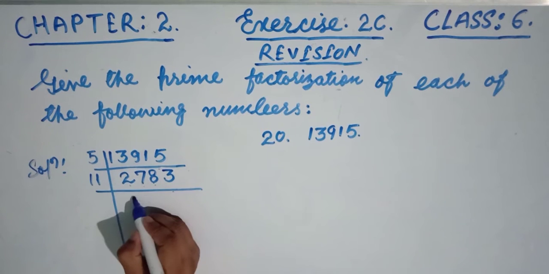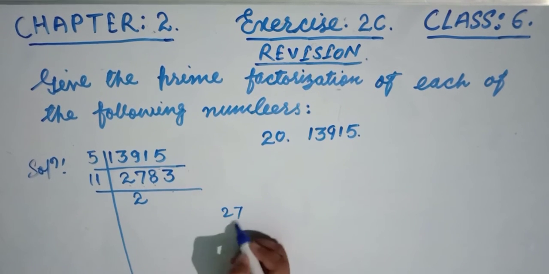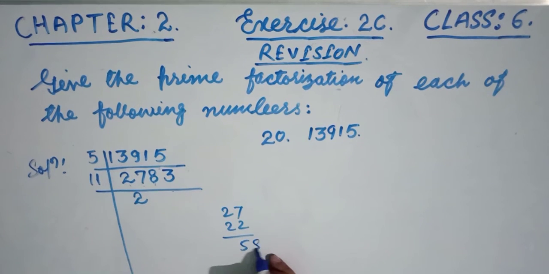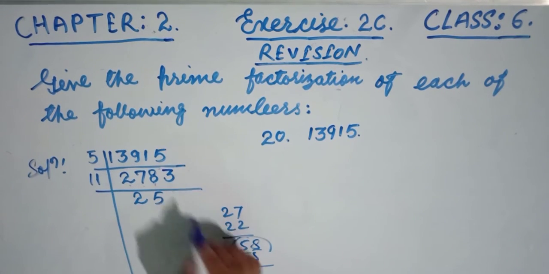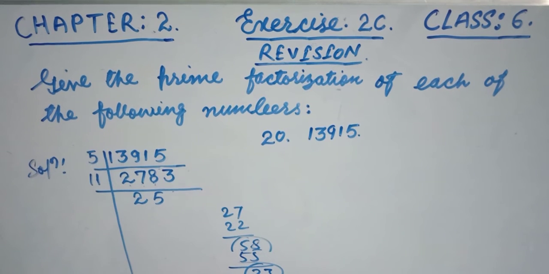Now 11 friends, 11 2s are 22. Here 22, so 5 is here, then this is 80, it will become 58. Then 11 5s are 55, so subtract 55 from this, then this 3 and this 3 will combine. This will get 33, then 11 3s are 33.